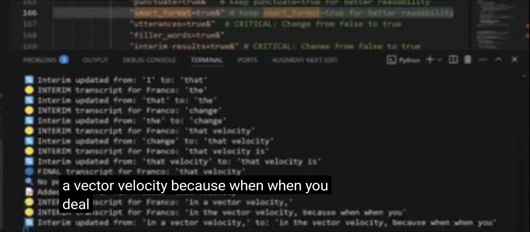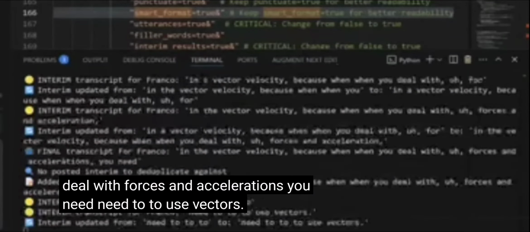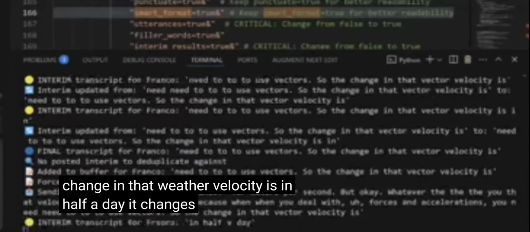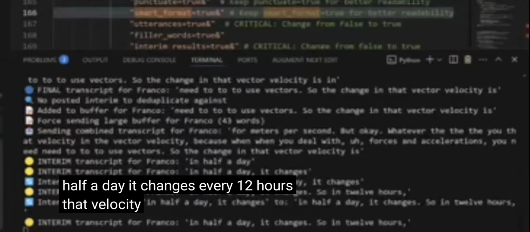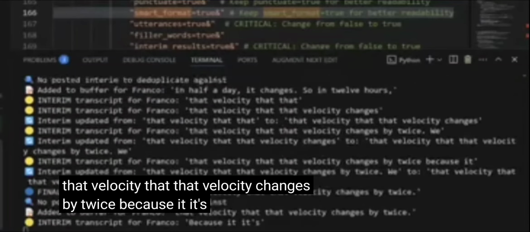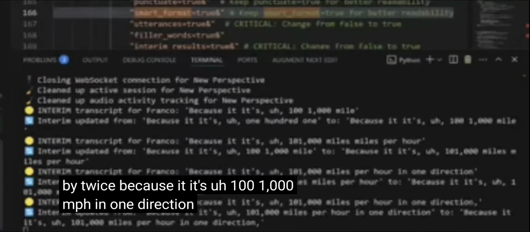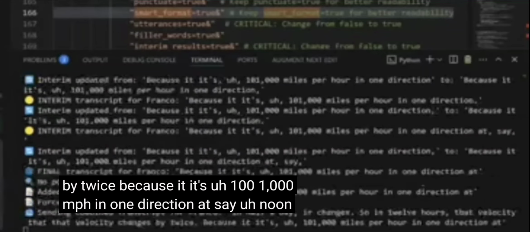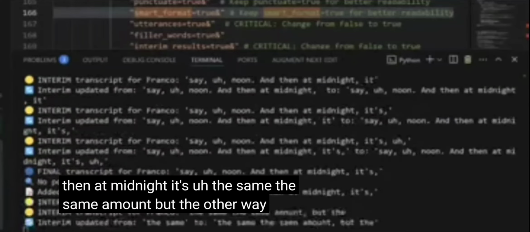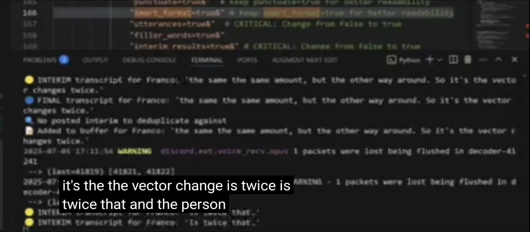because when you deal with forces and accelerations, you need to use vectors. So the change in that vector velocity is, in half a day, it changes. In 12 hours, that velocity changes by twice, because it's 1,000 miles per hour in one direction at say noon, and then at midnight it's the same amount, but the other way around. So the vector change is twice that, and the person is standing perfectly still.